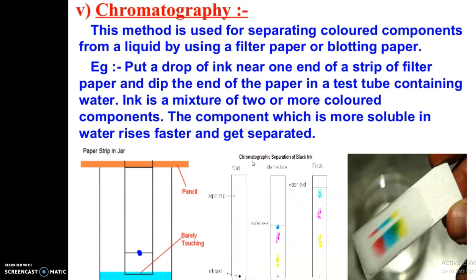The next method is chromatography. Chromatography is a method used to separate the colored components. This is the equipment setup. Here we need a paper strip, a jar, and a solvent like this. So we should put the mixture here. After some time, you can see different colors will separate differently. See here. The component which is more soluble in water rises faster and gets separated. So we'll get different layers of colors.